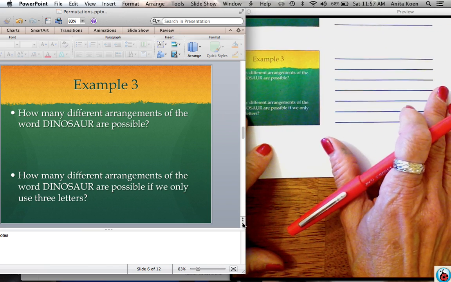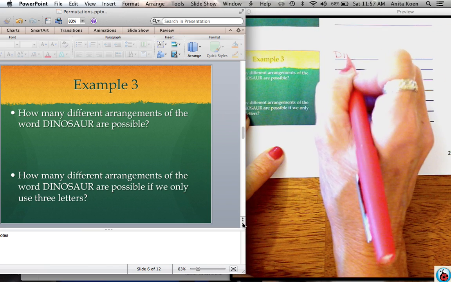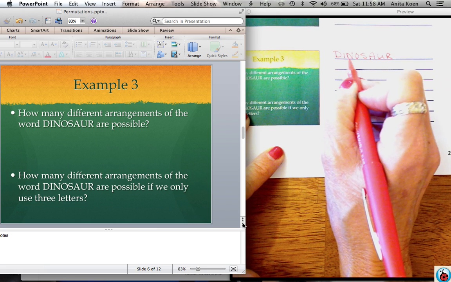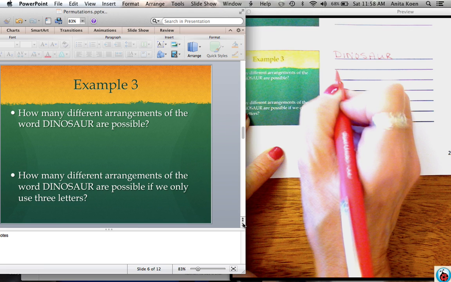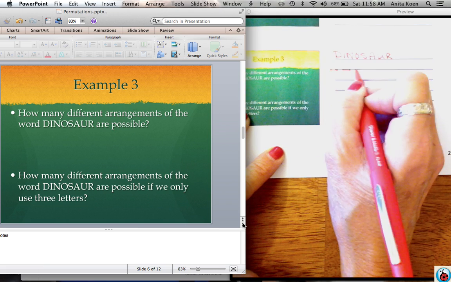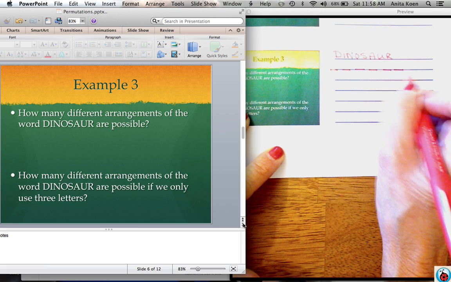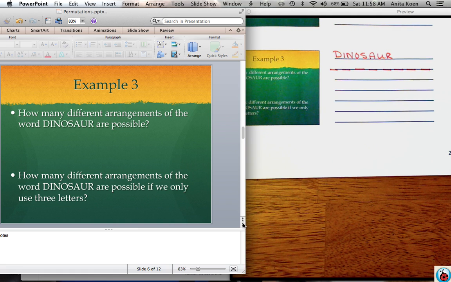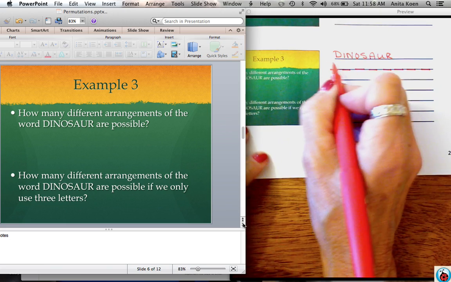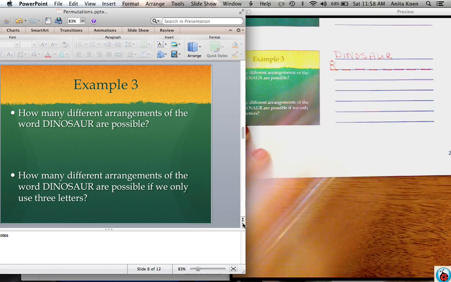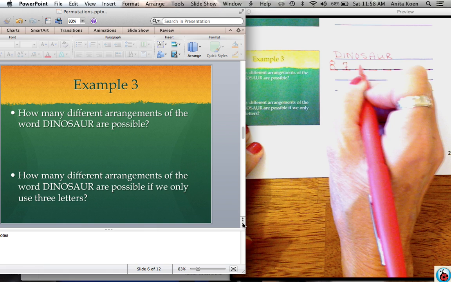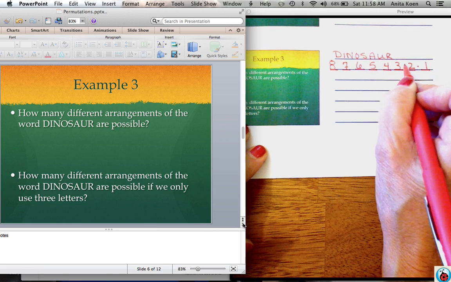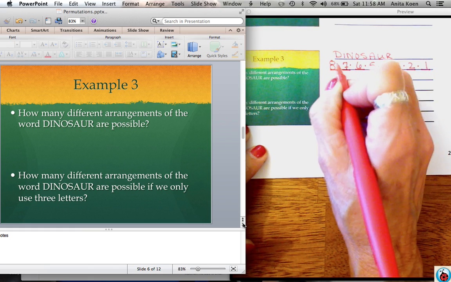Okay, so let's look at the word dinosaur. One, two, three, four, five, six, seven, 8. So there are 8 letters. If all I'm going to do is make different arrangements, then I can pick any one of these 8 letters for the first spot, 7 for the second, 6, 5, 4, 3, 2, and 1. And then we're going to be multiplying all these together.